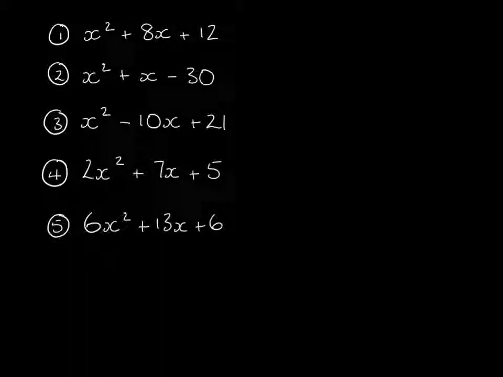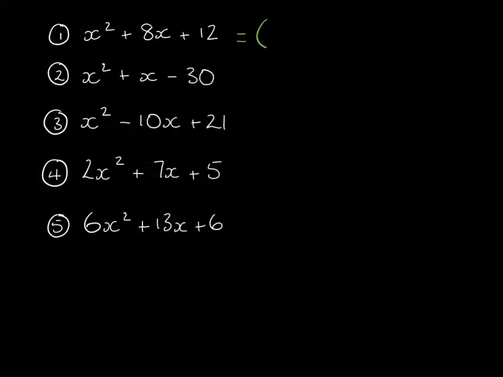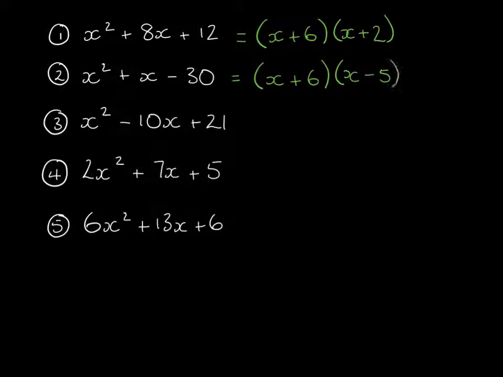Right, here are the answers. What you should have. It doesn't matter which way around the brackets go. You could put the first bracket second and the second bracket first, as long as you've got the numbers matching with the signs. That is the most important thing. You can't just change the numbers with the signs, it does matter. So the first one is x plus 6 times x plus 2. The second one is also plus 6, but the other bracket is x minus 5.